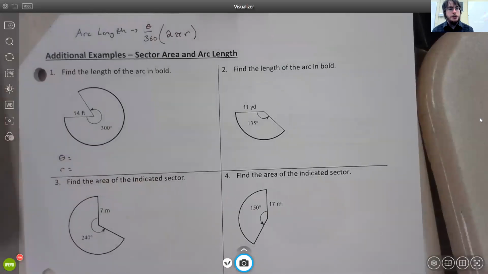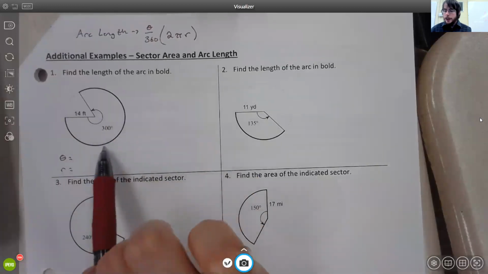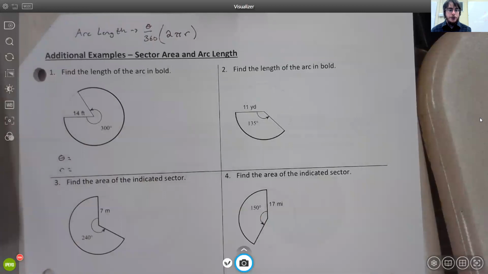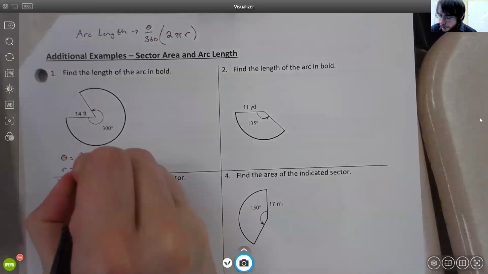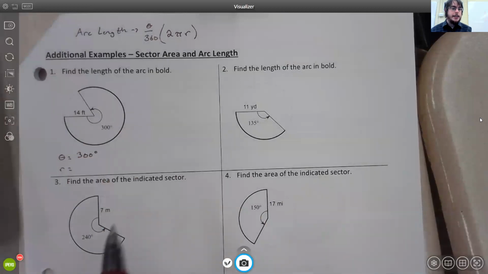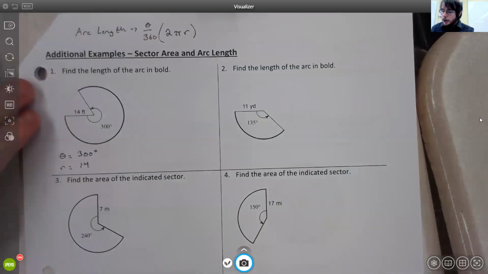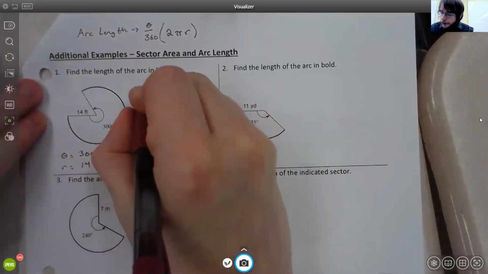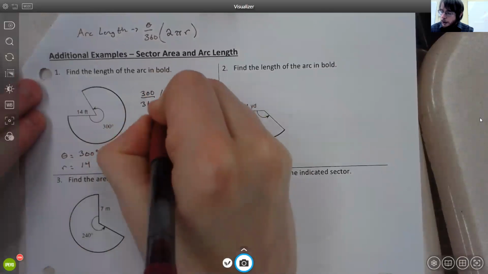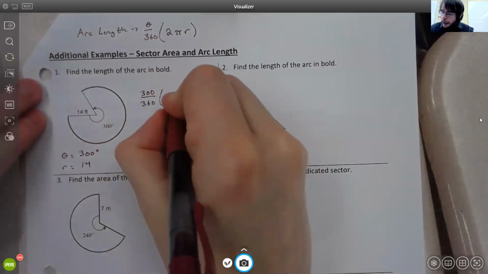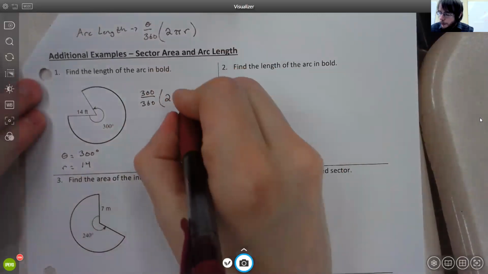Now you guys are probably not used to having angles that are larger than 180 degrees, but in circles, you can have an angle that's all the way up to 360 degrees. So in this case, our theta that's associated with the arc, we can see that it goes around 300 degrees. So we have theta is 300 degrees. And our radius in our problem is 14. And now we just plug it into the formula. So we put theta over 360, so 300 over 360. And then in parentheses, 2 pi, and then times r, which is 14.